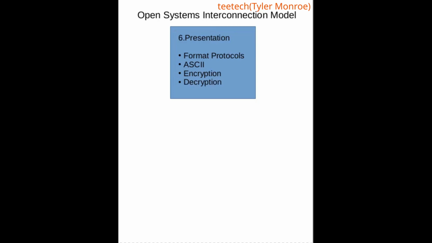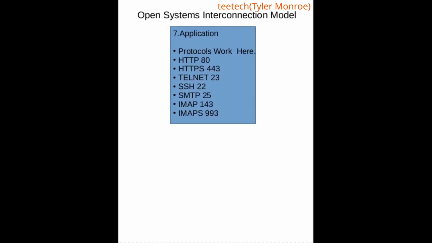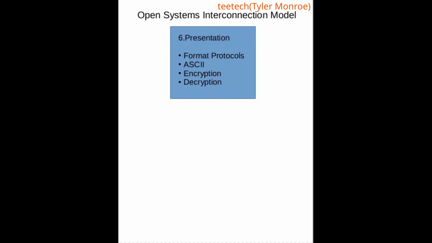So layer 6, the presentation layer, its job is to format those protocols. So all these protocols here, they have to be represented in a standard way. So the presentation layer formats these as ASCII, among many other things, but this is the main one. The presentation layer is also responsible for encryption and decryption of information. That just means we can hide information using either public and private keys or one key. But that is how we would do that there and what that layer is responsible for.